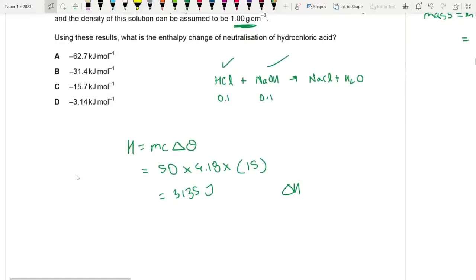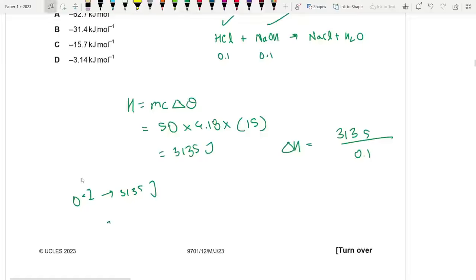So enthalpy change ΔH will be equal to 3135 divided by 0.1, because for 0.1 moles it is 3135 joules, so for 1 mole, how much will it be? Sorry, 3135 by 0.1. And of course, I'm going to convert the joules to kilojoules by dividing by 1000. This is the rule of thumb. Okay, you will get this typically.